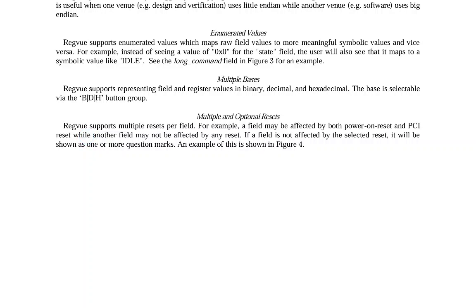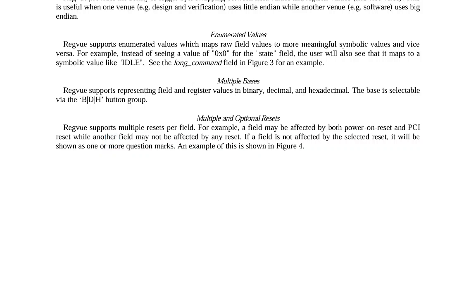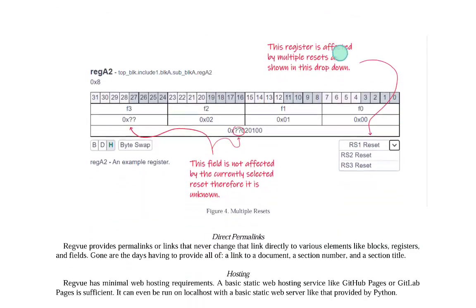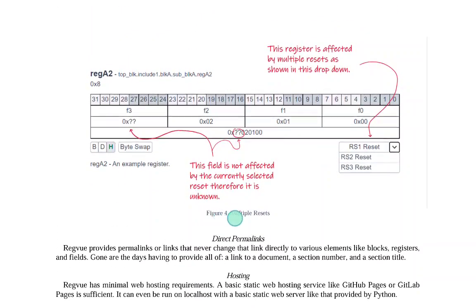Multiple and optional resets. Regvue supports multiple resets per field. For example, a field may be affected by both power reset and PCI reset, while another field may not be affected by any reset. If a field is not affected by the selected reset, it will be shown as one or more question marks. An example of this is shown in Figure 4. Figure 4, multiple reset sets.